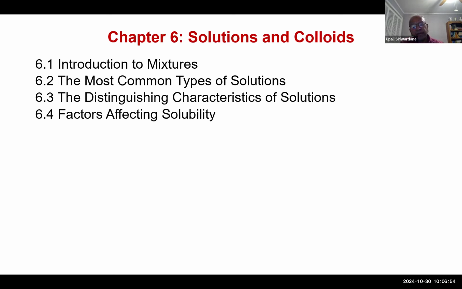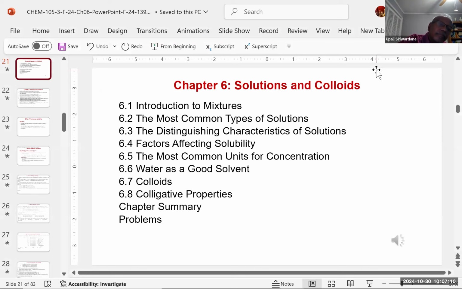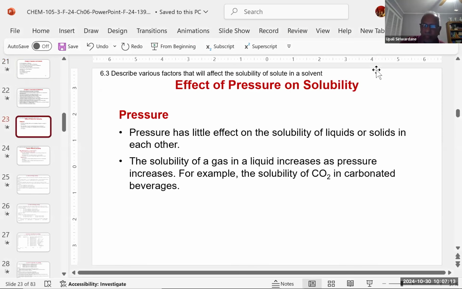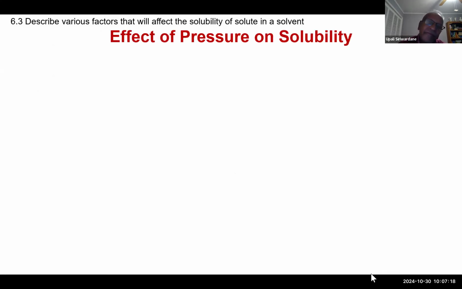Now we are about to start factors affecting solubility. That's where we left off. I am going to go to the slide where I can start. One of the factors that affect the solubility of a solute in a solvent when you make a homogeneous mixture is pressure.